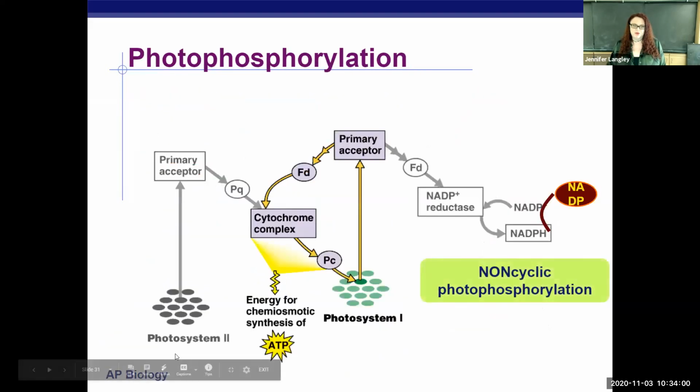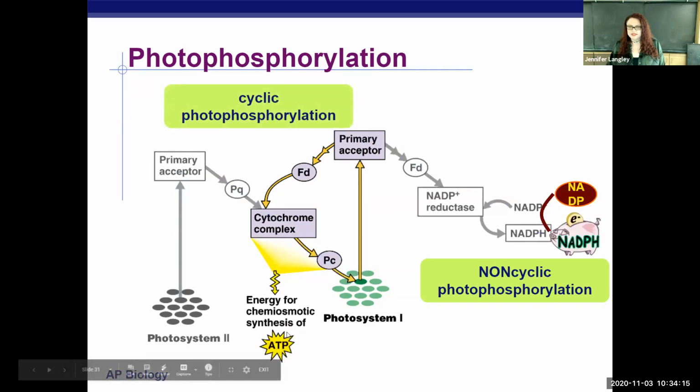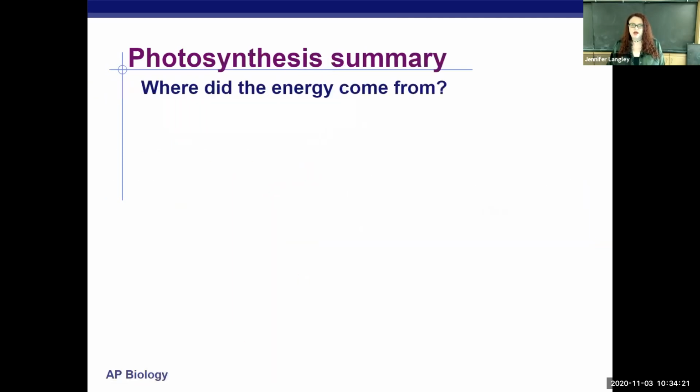So photosystem 2 excites it. We get an ATP. Photosystem 1 excites it. We get NADPH. So we get some energy and we get some savings. This is all going to make much more sense on Friday.